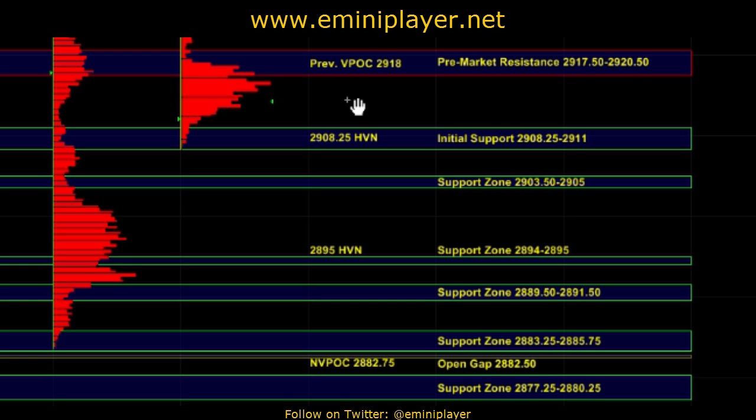Because if we're seeing excess weakness and some decent and sustained downside momentum, then even though we can get a reaction at 28.94 to 95, the market does not have to stop there, and ES could head lower into 89.5 to 91.5 and 83.25 to 85.75, where responsive buyers are more likely to step in.